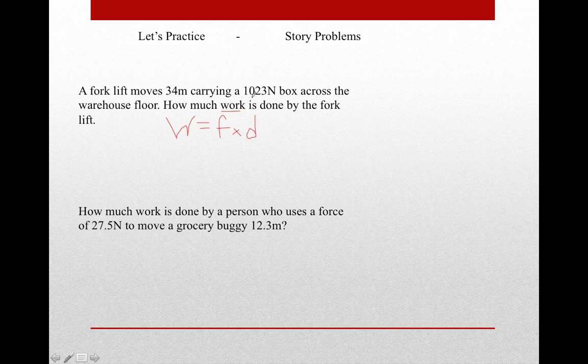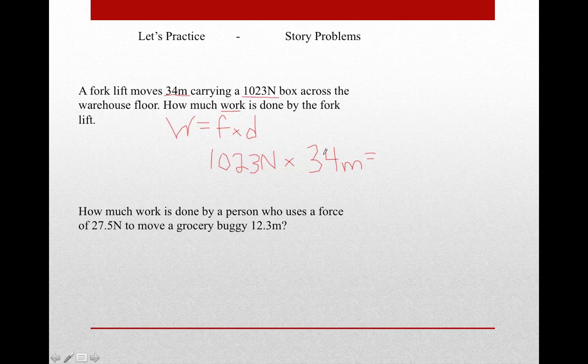So my force, I have to find it myself. It's not as nice as that last table. My force is 1,023 newtons. My distance, it tells us right away, distance 34 meters. So we're always going to use metric units. We're not going to get yards or feet or miles. We're going to get meters. So I found my two variables. I found my force, found my distance. Now I need to multiply them together. Let me type that in.